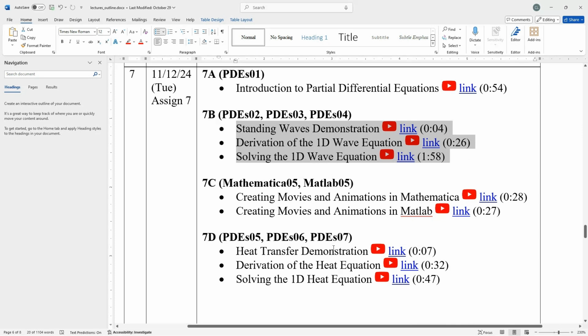We're going to see that the motion of a one-dimensional wave is very well characterized with a fairly simple partial differential equation. So I'd like to take a look at a quick demonstration of the physical phenomena here. You can see this is a quick 4-minute video showing what we're talking about. Then we are going to try to derive the partial differential equation that governs the 1D wave equation, which is that demonstration we just saw.